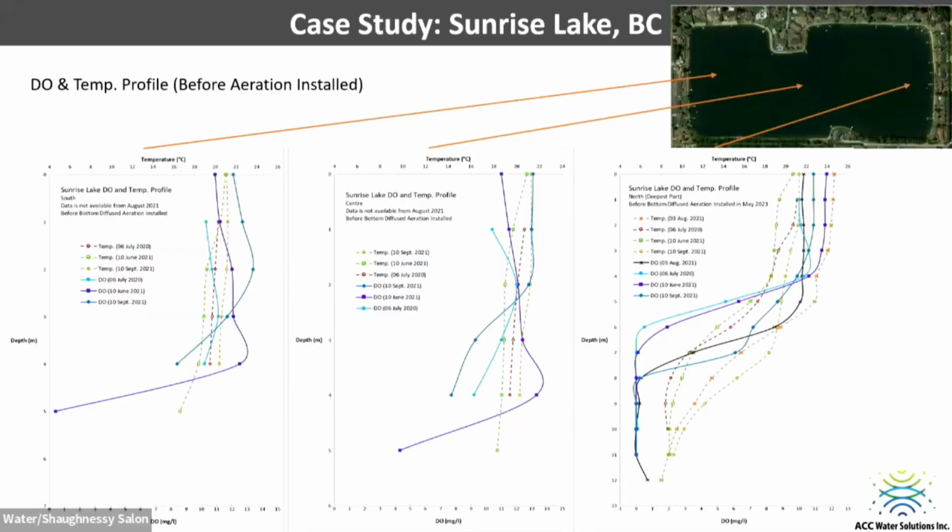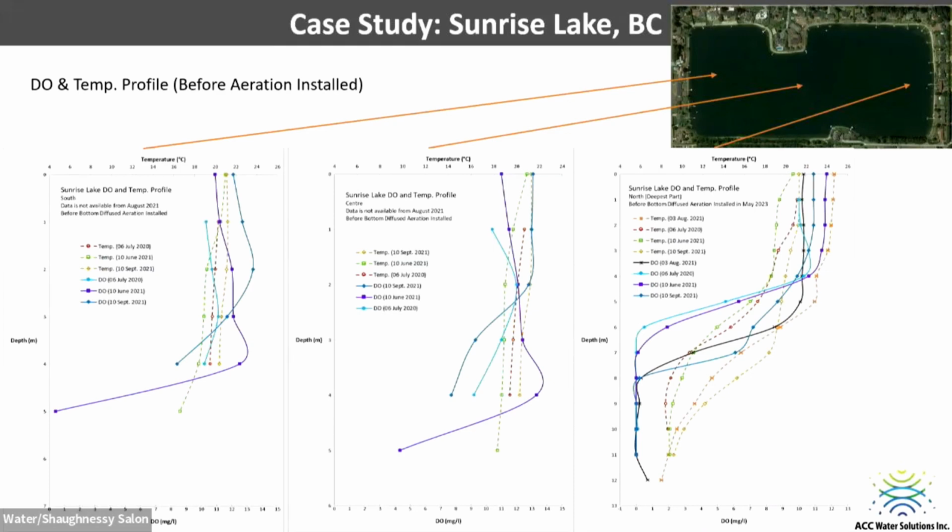so this gives you the DO and temperature profiles from beforehand. You can see they sample in 3 spots around the lake. And these are different times of year that they've done the sampling. That's why there are multiple columns in each of them, but your temperature is your dotted line and your dissolved oxygen is your solid lines.